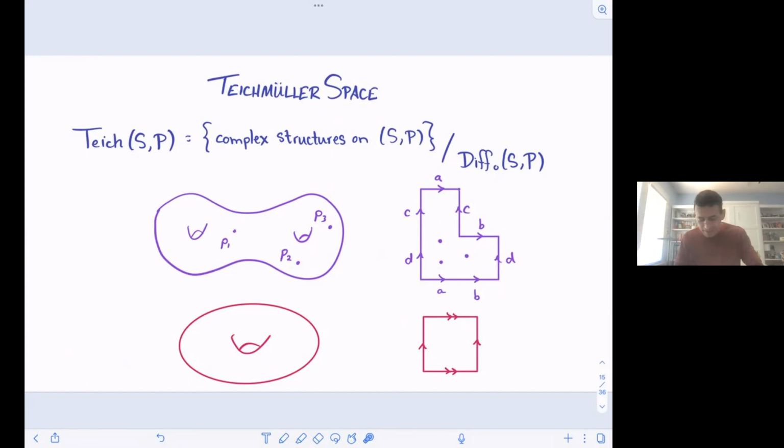The torus is a little bit easier to understand. A complex structure boils down to just choosing a parallelogram of unit area. Those are the different complex structures on the torus, up to rotation. If I rotate the square, it's the same complex structure on the torus. Any questions on that?